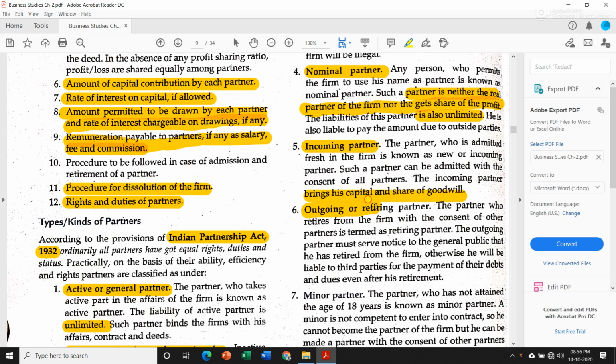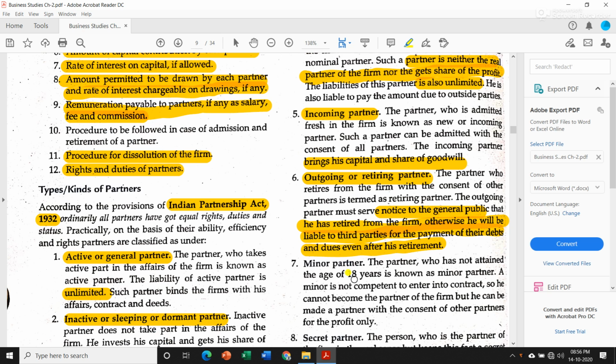Then outgoing or retiring partner means the partner who is willing to retire from the firm. The outgoing partner must serve notice to the general public that he has retired from the firm, otherwise he will be liable to the third parties for the payment of their debts and dues even after his retirement. Means he has to inform the general public that he is retiring from the business firm, otherwise if not notified, then he will be liable to pay the third parties, or he has to make payments for the debts of the firm.